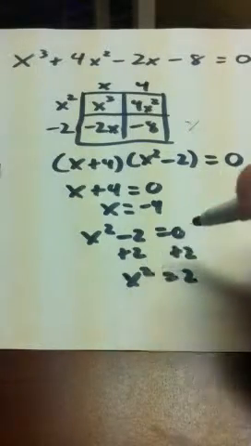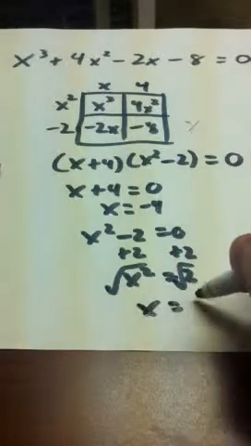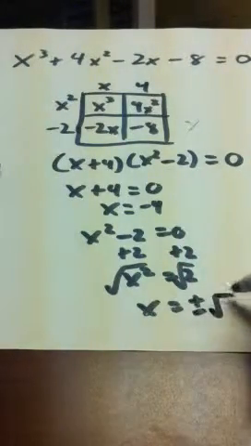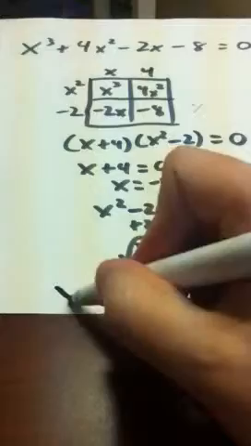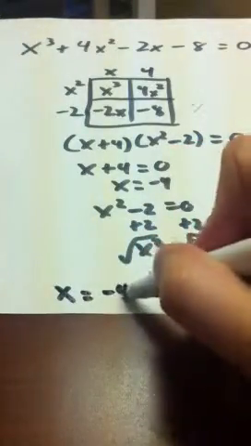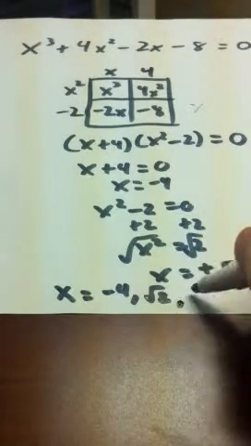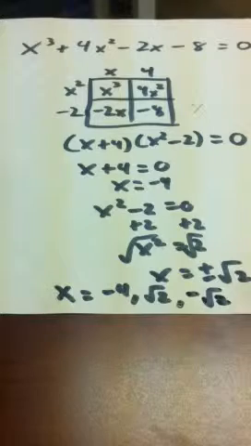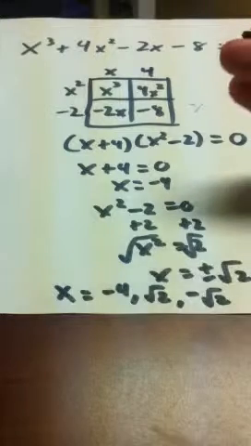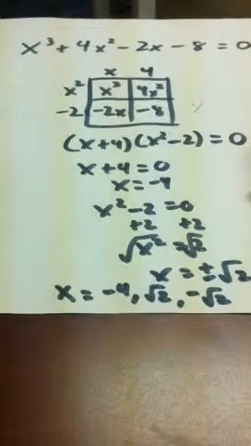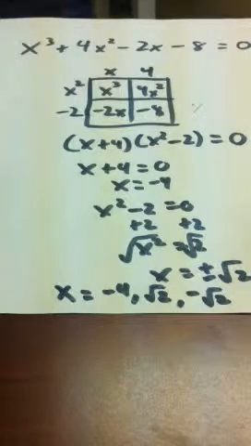Now to get rid of the square, I need to take the square root. Don't forget that plus or minus, so I'm going to get x equals plus or minus the square root of 2. And so then my final answers are going to be x equals negative 4, positive square root of 2, and the opposite of the square root of 2. And so there are my three answers, and since it's a cubic polynomial, I should have three answers, just like with linear, I always had one answer. With quadratics, I always had two. With cubics, I should always have three.